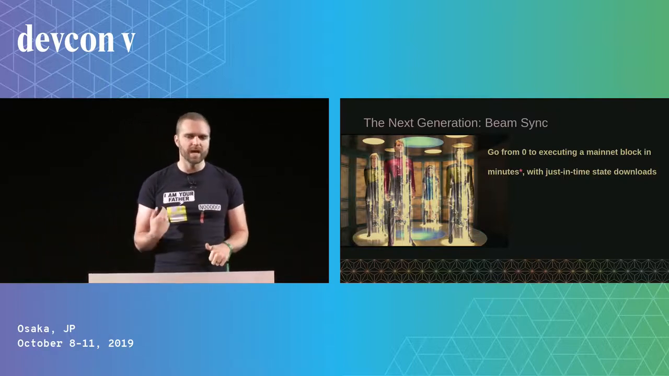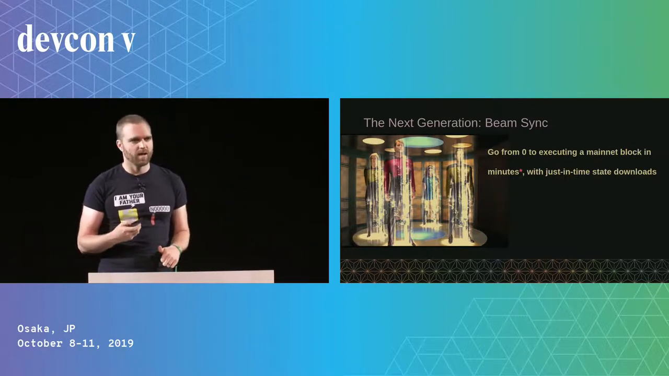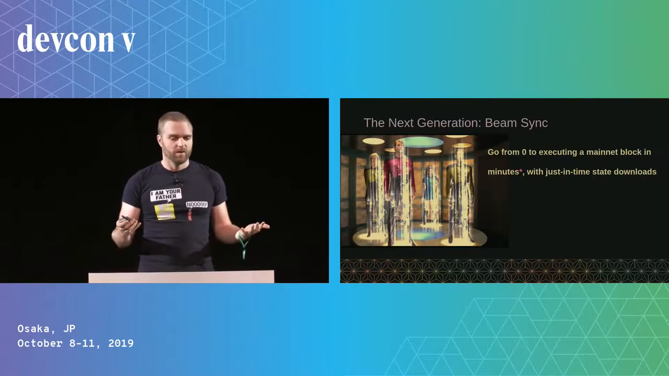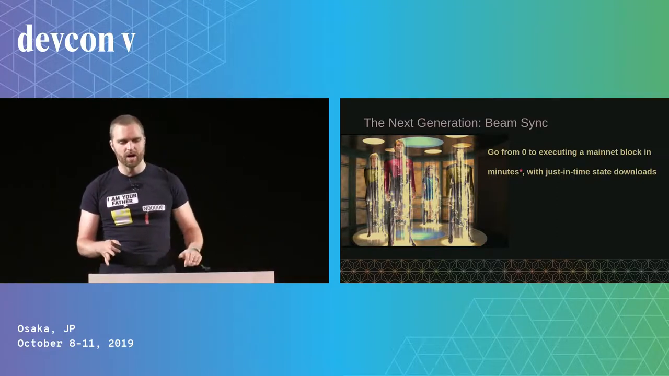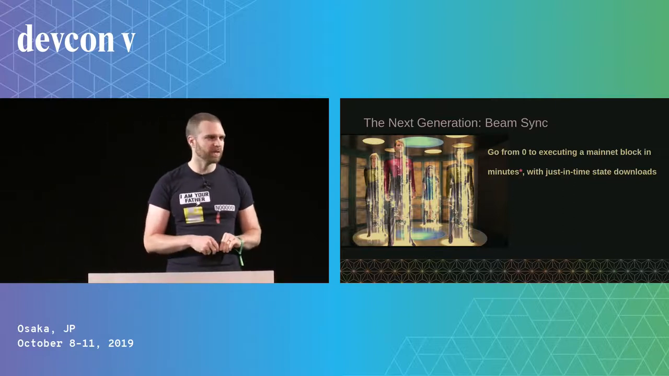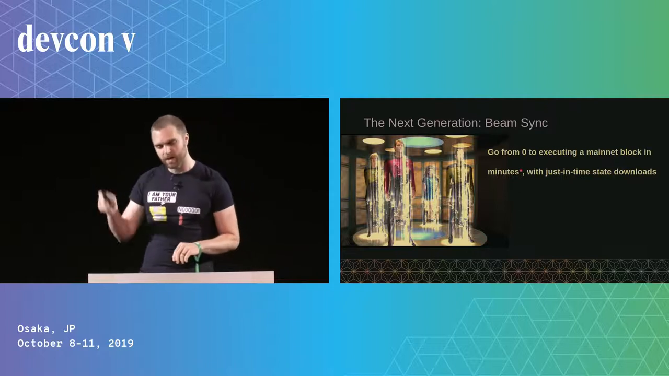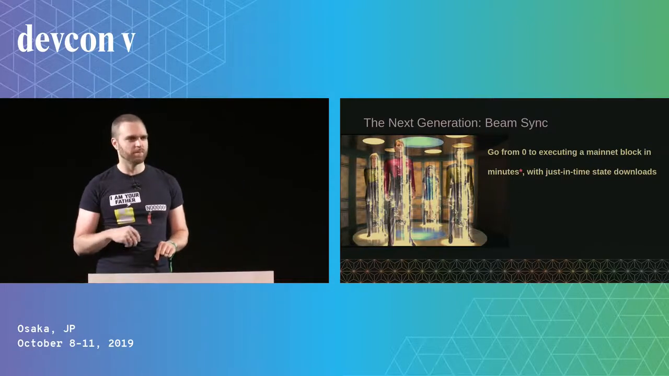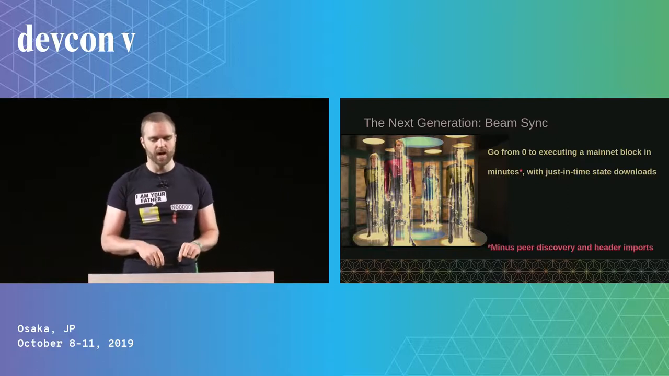So this next generation of sync we're calling Beam Sync, and the ability it gives us is to go from an empty node, no data, to executing a recent mainnet block in minutes, asterisk, with just-in-time state downloads. That's the main concept behind it.